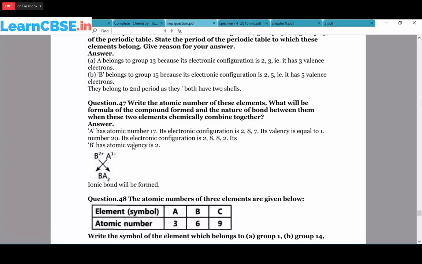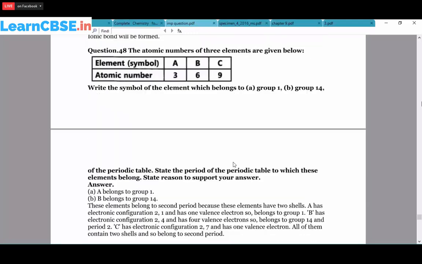Next is B, which has electronic configuration 2, 8, 8, 2. So there are 2 electrons in the outermost shell. It can easily lose the 2 electrons, so it forms B plus 2 charge. The charges are unequal, so we need to cross multiply, so it is BA2. One is the metal, because it is losing electrons, and the other is the non-metal because it is gaining electrons. So it is an ionic compound.